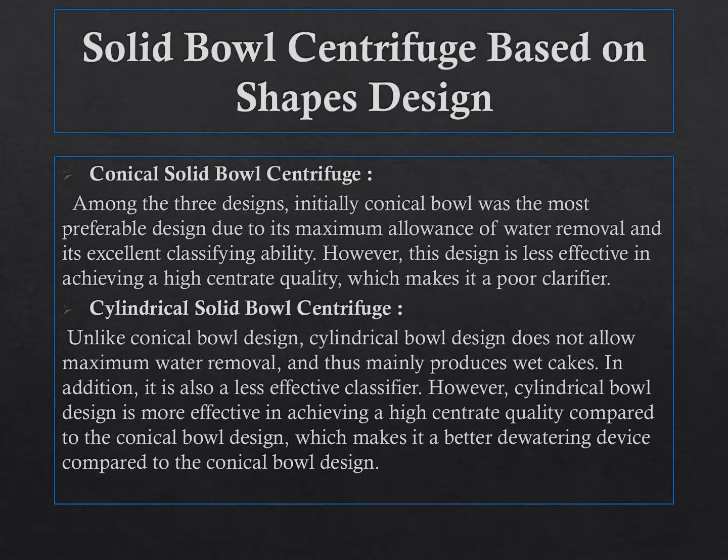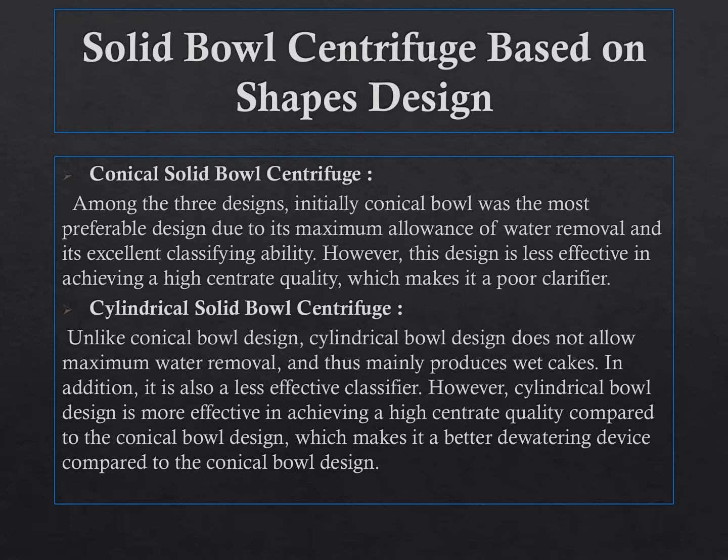Conical solid bowl centrifuge. Among the three designs, initially, the conical bowl was the most preferable design due to its maximum allowance of water removal and its excellent classifying ability. However, the design is less effective in achieving a high concentrate quality, which makes it a poor clarifier.